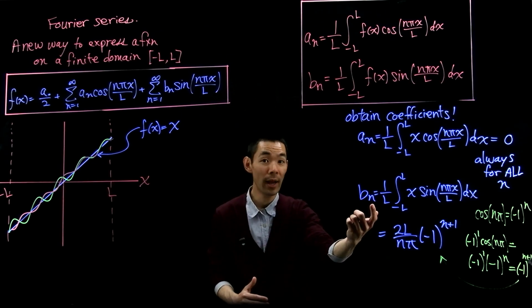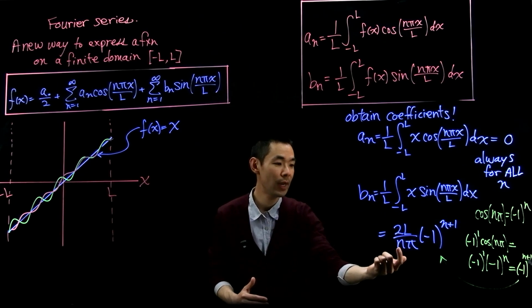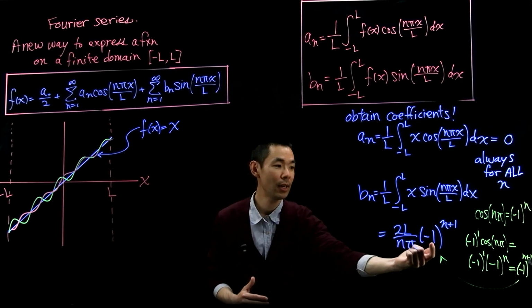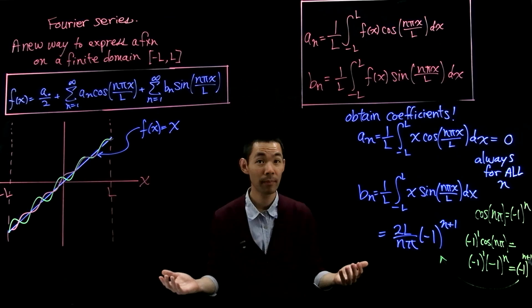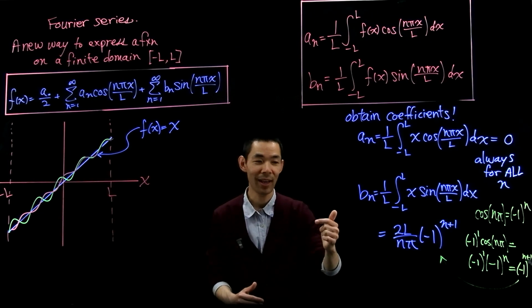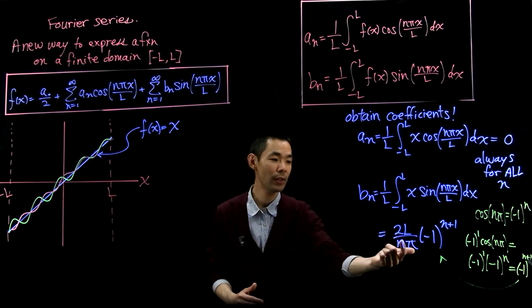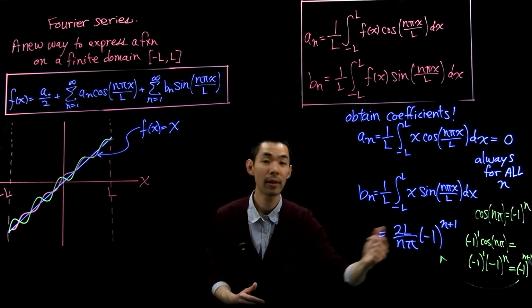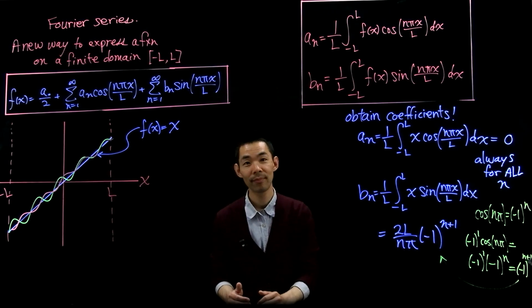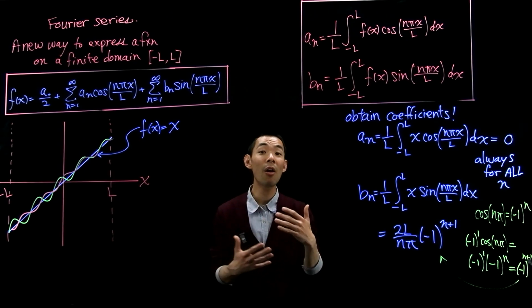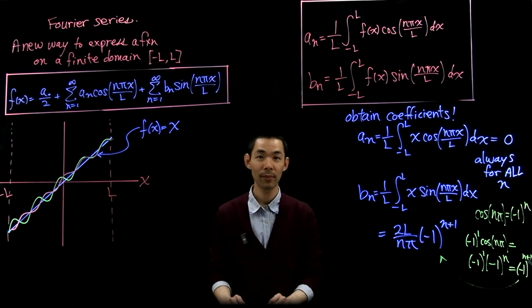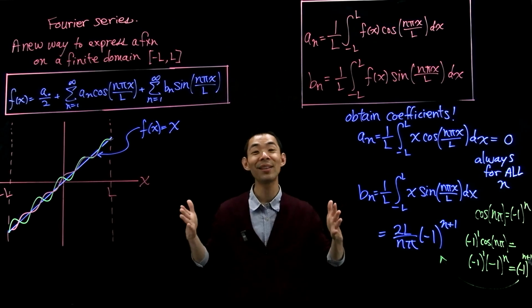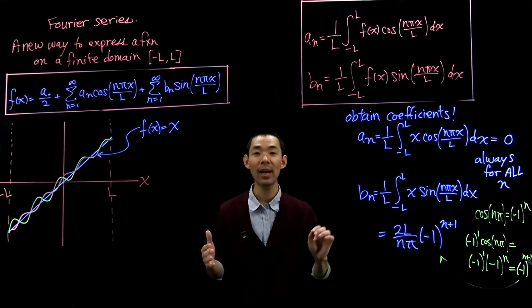For b sub 1, I have 2L divided by 1 pi, -1 squared, which is just +1. And you keep doing it. n is equal to 2: 2L divided by 2 pi, -1 to the 3rd power, which is -1. Okay? And for all values of n, we're going to get some number to pop out. Right? So if we're given a domain size L, which is a number, pi is a number, you have a number that comes out.